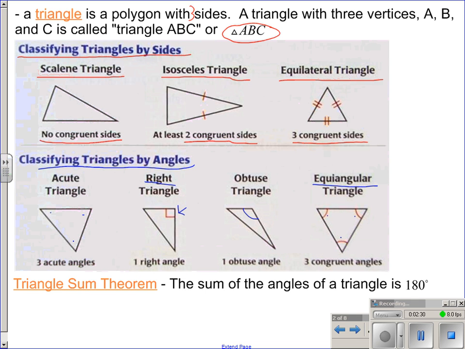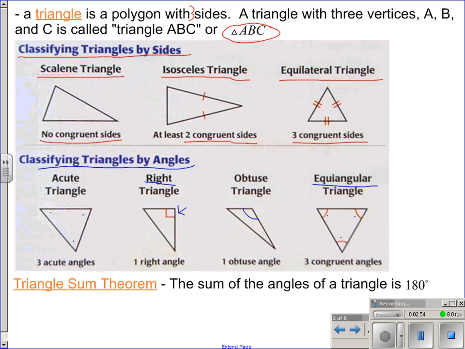equiangular. Equal means equal, angular means angles. So all the angles are the same. So we've got 2 different things to look at to classify it. We can have an isosceles right triangle. We can have an isosceles obtuse triangle. Just different names based on, are you talking about the sides or are you talking about some angles?